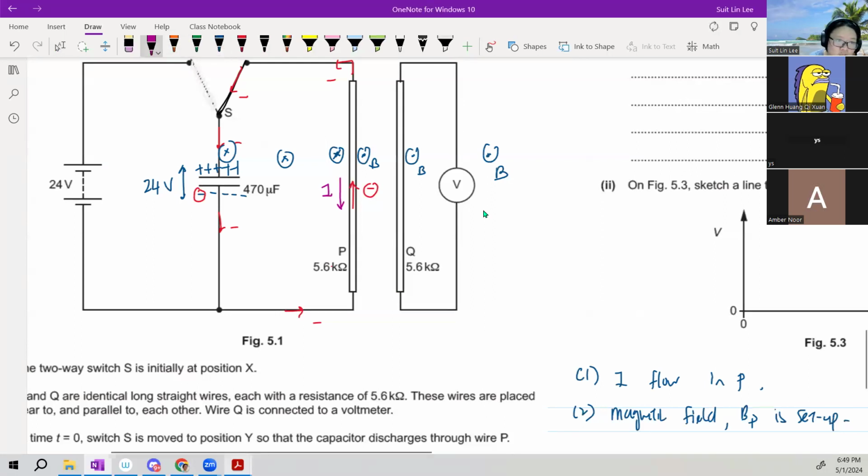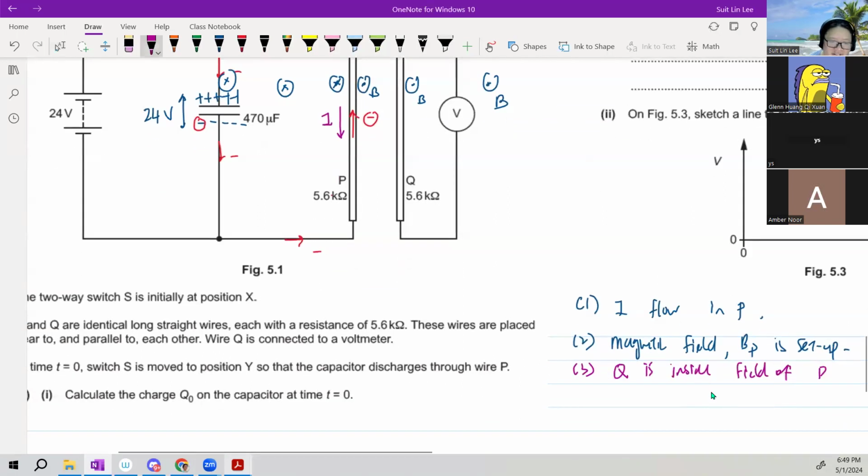So then let's talk about Q. Step 3. Q is inside the field of P because they are close enough to each other. I mean, of course, it extends to infinity, but they're close enough to each other. Meaning whatever changes that P goes through, Q will experience a same change. This is basically two parallel wires, but it's basically Q is inside the field of B.